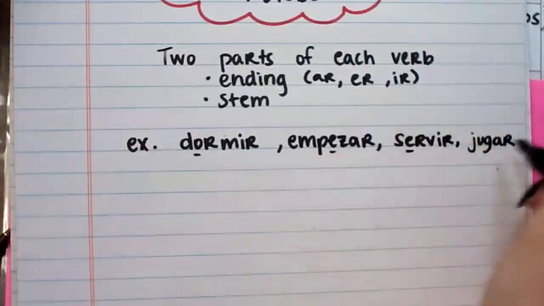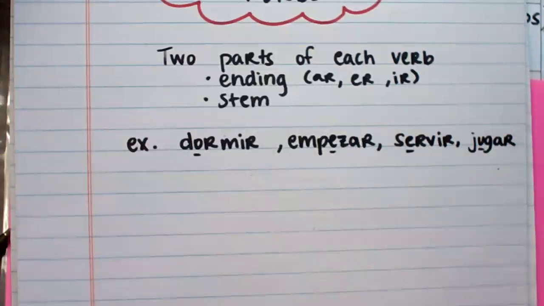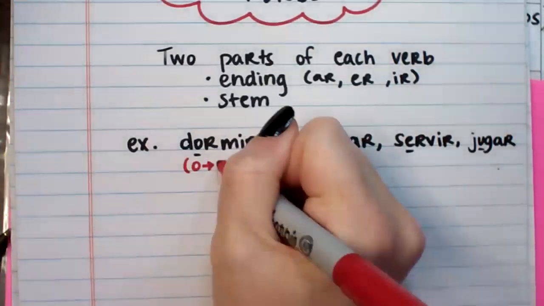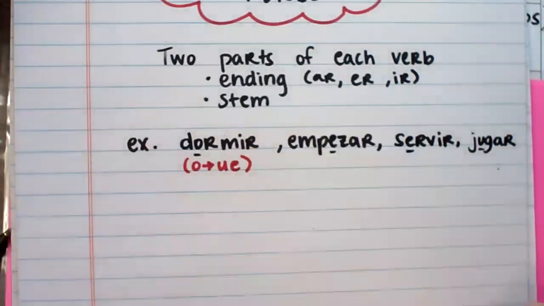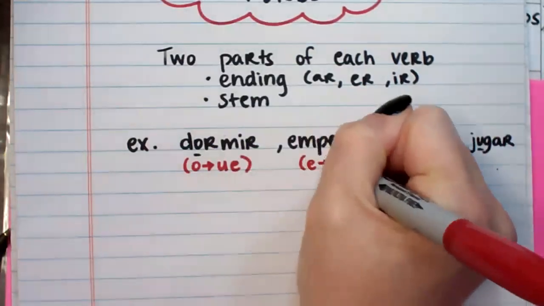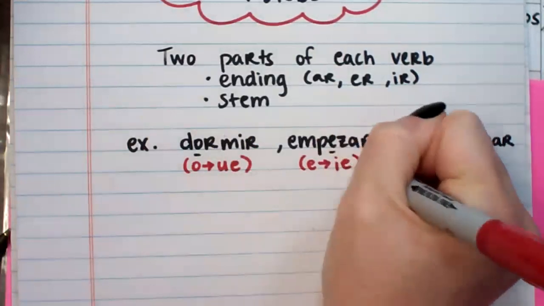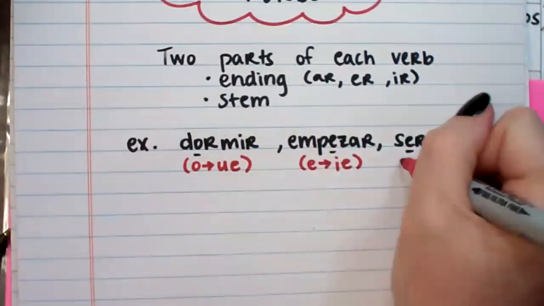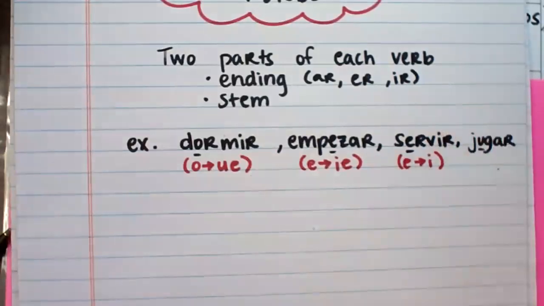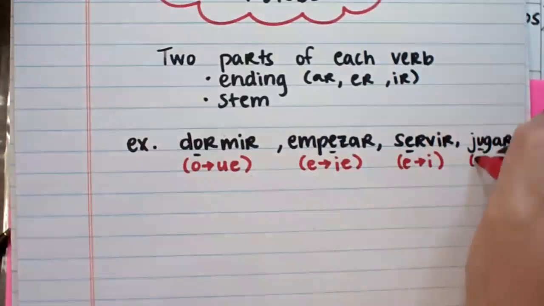Now, let me tell you something crazy. It's like I did this on purpose. Each of these stem changing verbs that I listed as an example, they all have different stem changes. So in dormir, the O is going to change to a UE. Empezar, that second E in the stem changes to an IE. In servir, the E changes to an I. And in jugar, the U changes to a UE.